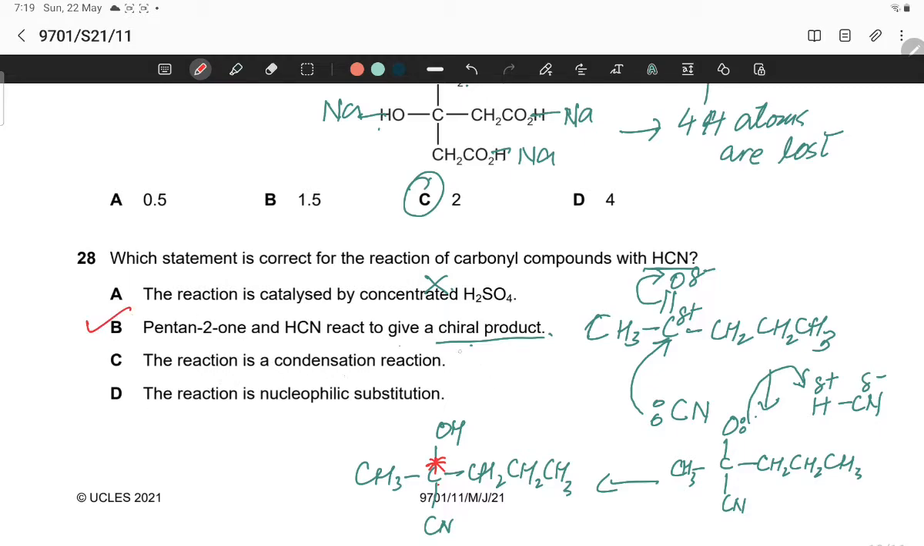The reaction is a condensation reaction. It is not a condensation reaction, it is nucleophilic addition. This is also incorrect. The reaction is nucleophilic substitution. It is not substitution, it is nucleophilic addition. So this is also incorrect. B option is correct.